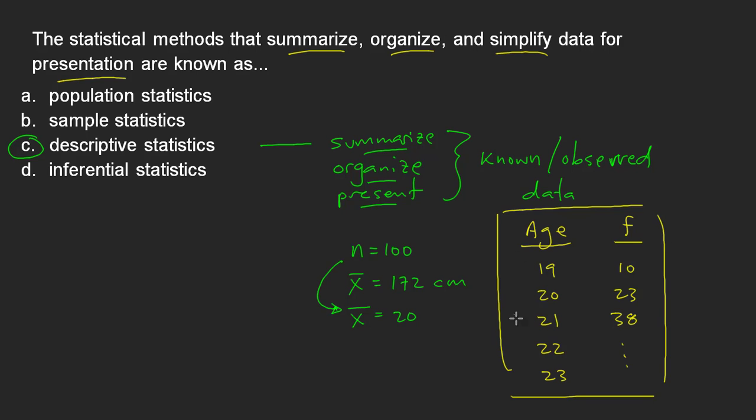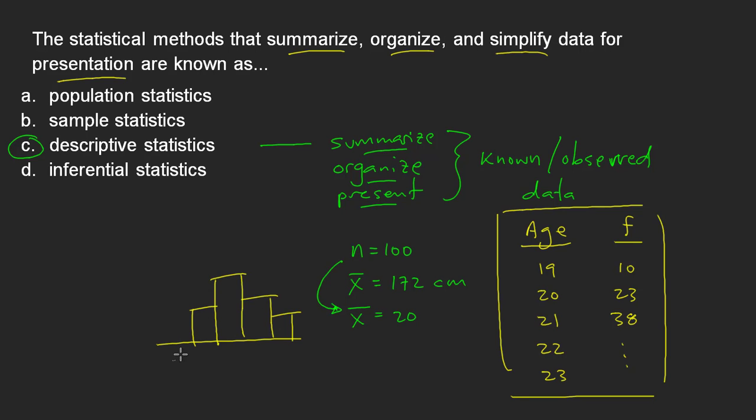I'm not giving all 100 values here. Instead, I'm summarizing it into a small table. But again, this is descriptive statistics. With descriptive stats, we deal with what we've actually observed, so our known data, and we summarize, organize, or present it. Graphs also fall into the category of descriptive statistics.